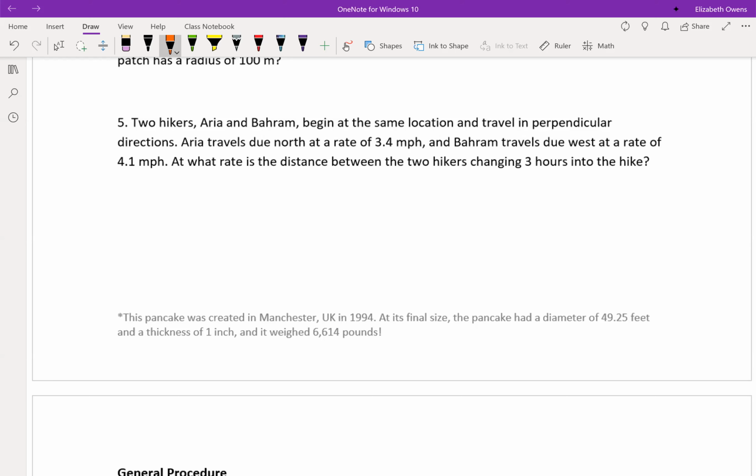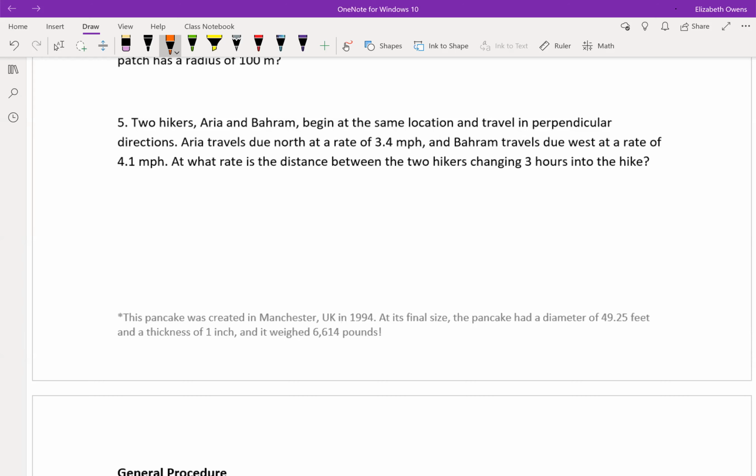But yeah, at its final size, the pancake had a diameter of 49.25 feet, a thickness of 1 inch, and it weighed over 6,000 pounds, which is nuts. And they had to have all this special equipment, a huge type of griddle thing made, and a massive flipper thing. So yeah, it was quite a feat. I should look up and see if that record has been beaten by now, since it has been a while. But this was the record holder at the time.